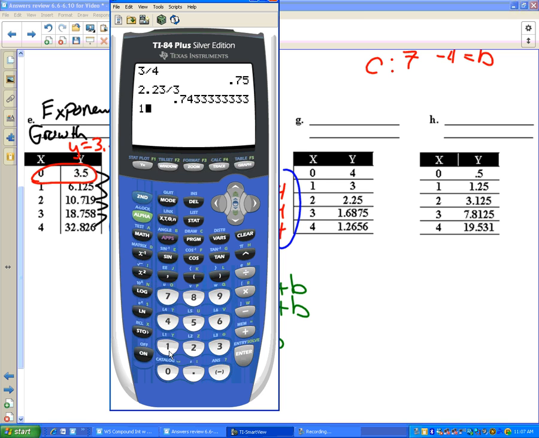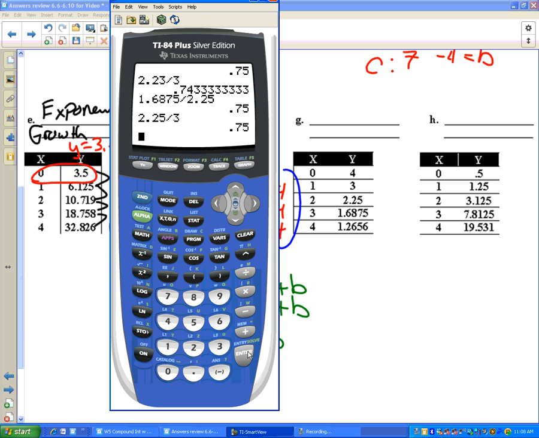Take 1.6875 and divide by 2.25. Now I did make a mistake, this should be 0.75 right here. I typed in 2.23 instead of 2.25. If I had done 2.25 divide by 3, I would get 0.75.